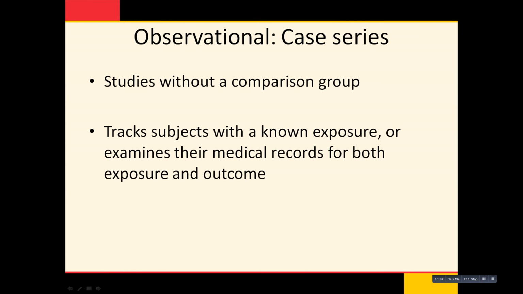So some common characteristics for the case series, again, they don't have a comparison group. We're tracking subjects, right? They may have a known exposure, or we may look at their medical records for both the exposure and the outcome. We're just following subjects in a non-formalized way, oftentimes with exposure and outcome, but looking at them to help uncover or discover differences in associations between potential variables. And really this helps us to decide maybe where we might want to develop studies to gain different types of evidence.